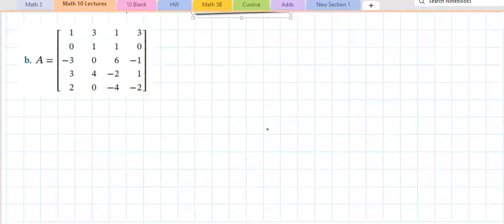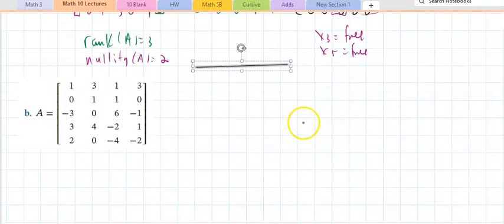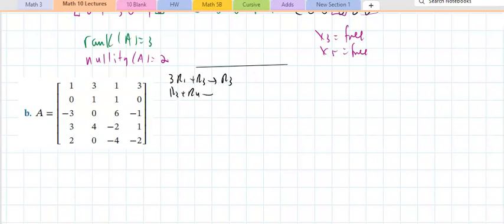Here's another problem. If I look at B, and I'm trying to figure out how this works. Now, again, I normally wouldn't go for a 5 by 5 or a 6 by 6 or 7 by 7, but let's work this out and see how that works. So let's take a few steps. 3 row 1 plus row 3 and row 3. Let's take row 3 plus row 4 and row 4. And let's take negative 2 row 1 plus row 5 and row 5.